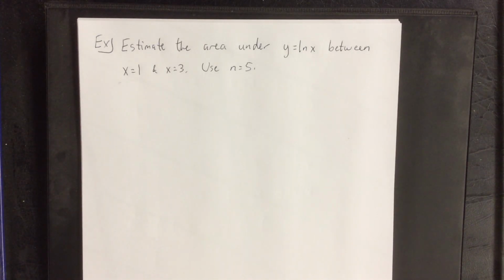Alright, for the next example, we are going to require the use of a calculator of some sort, so please make sure to have one handy for this one. We are going to estimate the area found under the curve y equals the natural log of x between x equals 1 and x equals 3, and we are going to use n equals 5.